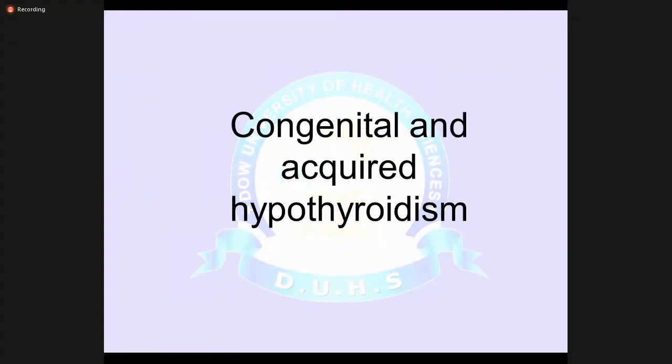There since birth, but later on the problem appeared. So we are going to discuss what are the causes of congenital hypothyroidism and what are the causes of acquired hypothyroidism. And hypothyroidism, as the name indicates, in this condition, the production of thyroid hormone is decreased. So there is decreased amount of thyroxine in the blood.